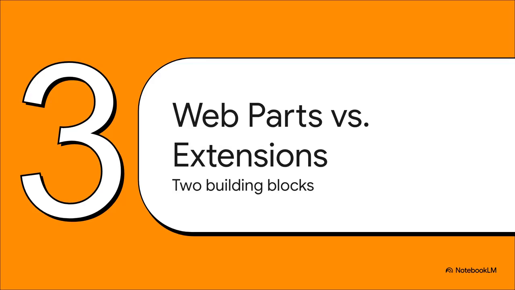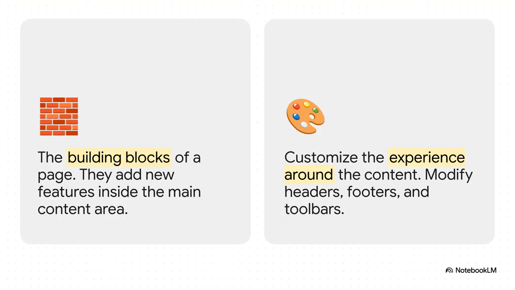Okay, so when you decide to build something with SPFx, you're pretty much choosing between two types of components: web parts and extensions. And honestly, understanding the difference between these two is the key to getting how the whole framework operates. The difference is actually really simple, but it's super powerful. Think of web parts as the things you add inside the main content of your page, like a custom chart, a dashboard showing project updates, or a newsfeed. Extensions, on the other hand, customize the space around your content. They change the frame of the page itself, like adding a global header or footer.